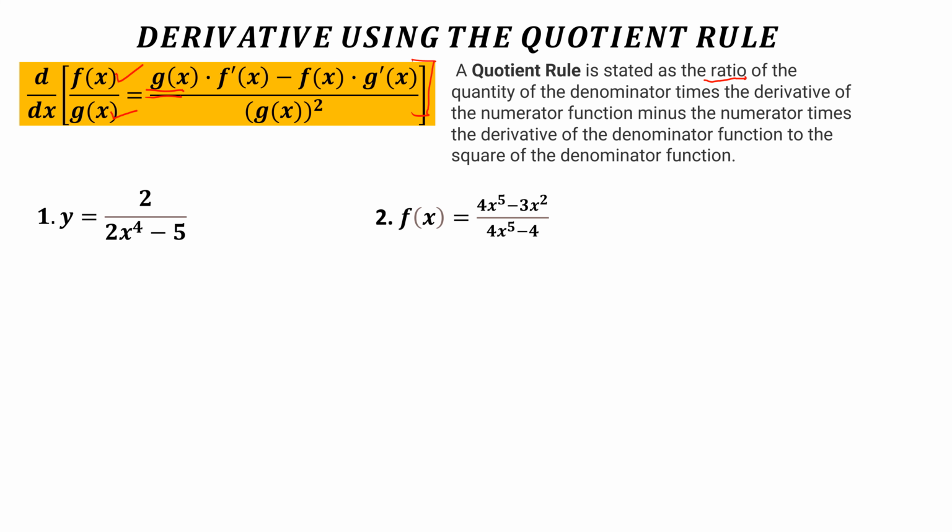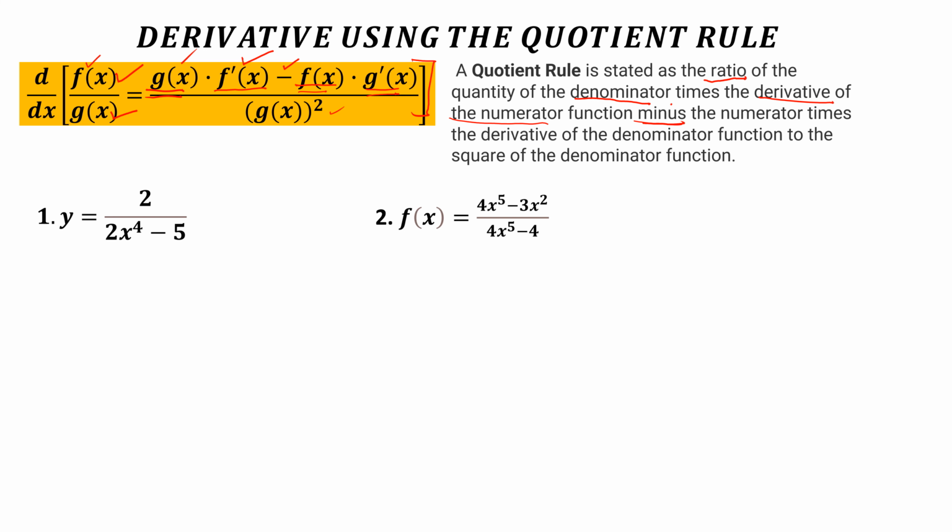So as it is stated, quantity of the denominator times the derivative of the numerator. So the derivative of the numerator, and our numerator is f of x, minus, so this time it's minus the numerator. So the numerator is f of x times the derivative of the denominator, all over the square of the denominator.